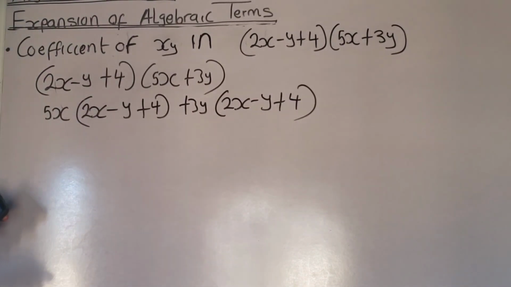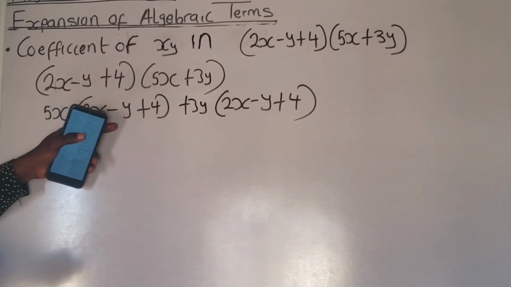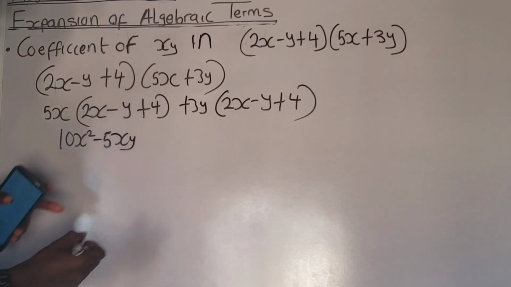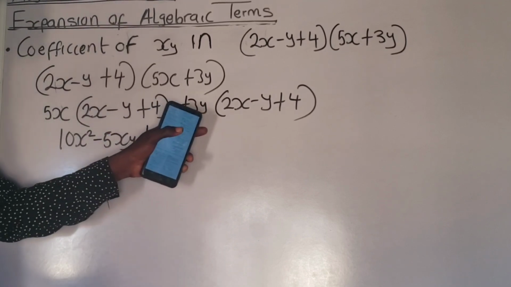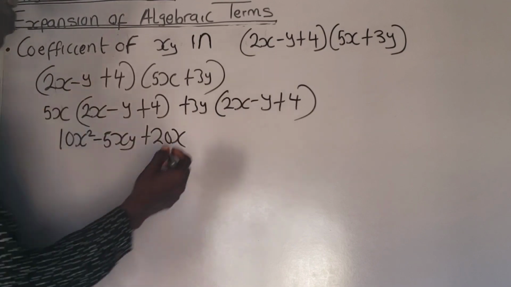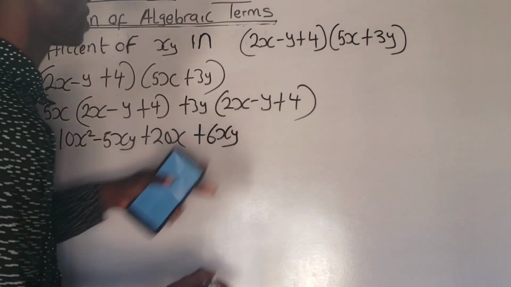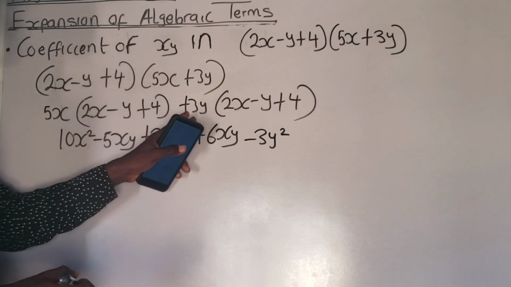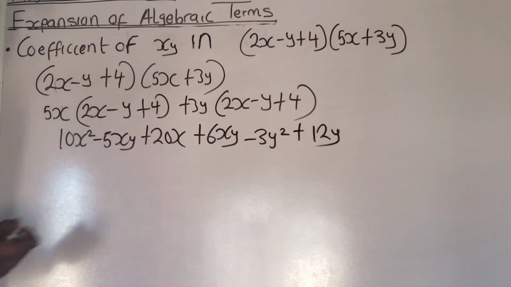Do you understand? Okay. 5x multiplied by 2x, that will be what? 10x squared. 5x multiplied by negative y, that will be negative 5xy. 5x multiplied by 4, that will be positive 20x. Now let's proceed to the second aspect. Positive 3y multiplied by 2x, that will give me positive 6xy. Positive 3y multiplied by negative y, that will give me negative 3y squared. Positive 3y multiplied by positive 4, that will be positive 12y. Okay? Now, let's see if you can collect like terms.